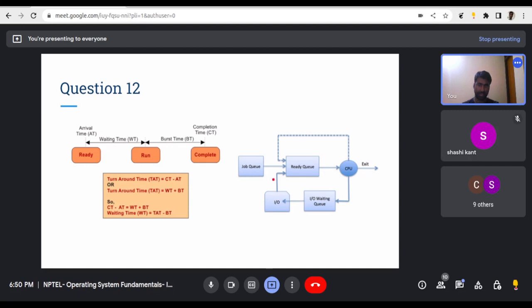As I was saying, from a job queue, once it goes onto the ready queue, it is ready for execution in the CPU. Once it gets the CPU, it is in the running state. Then it may be preempted, as we saw in the round robin scheduler. A process may be preempted back into the ready queue once its time is over, or it may go into IO. In that case also, ultimately it will land up in the ready queue.